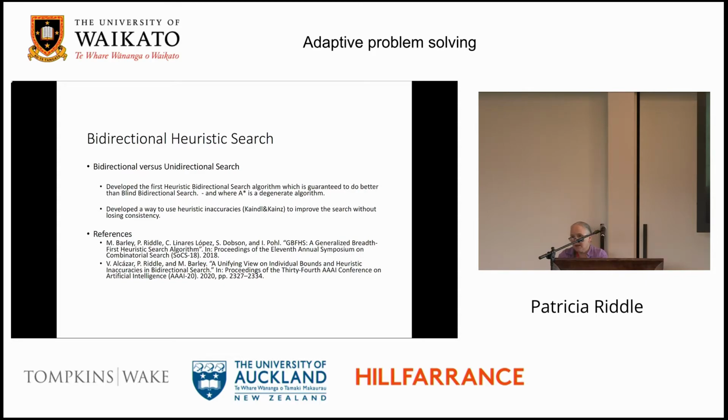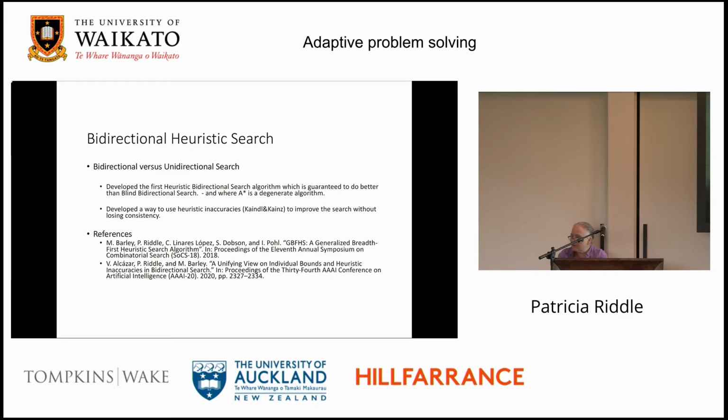Until just a few years ago, surprisingly, if you used a heuristic bidirectional search algorithm, it would perform worse than a blind bidirectional search algorithm, one with no heuristic at all, a large percentage of the time. Now, you might find that somewhat upsetting. We found that somewhat upsetting. And so we developed basically the first bidirectional search algorithm that's guaranteed, if it has a heuristic, to do at least as well as blind. So that was just a few years ago.